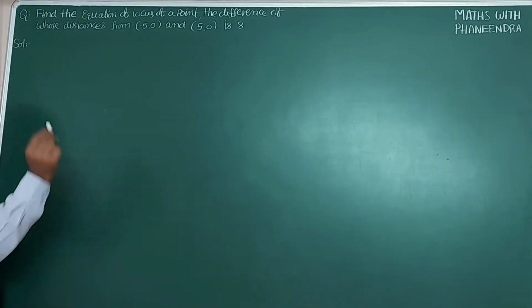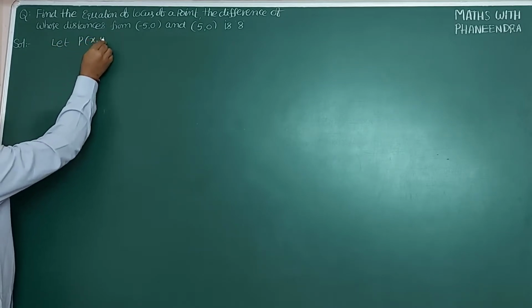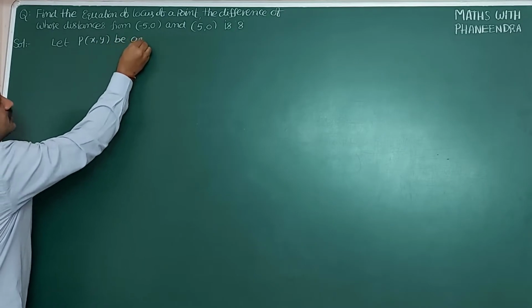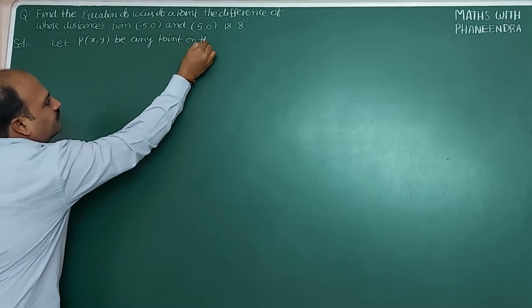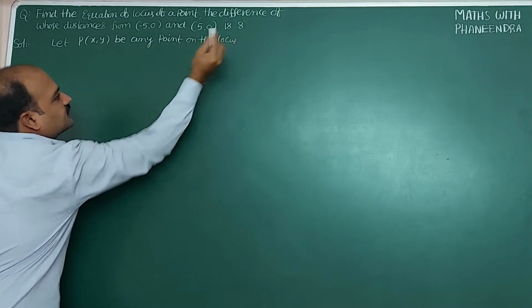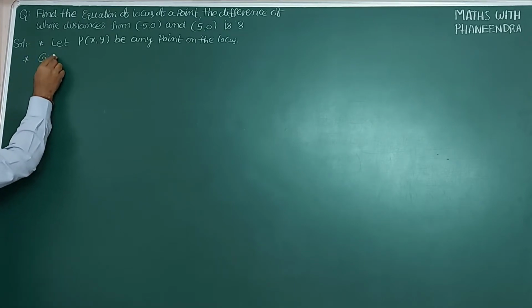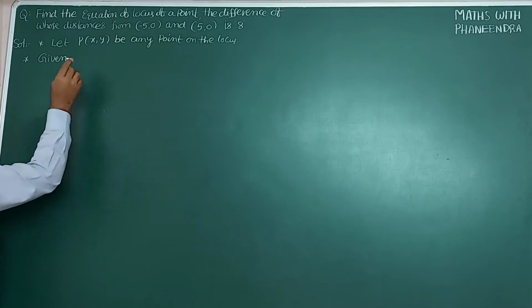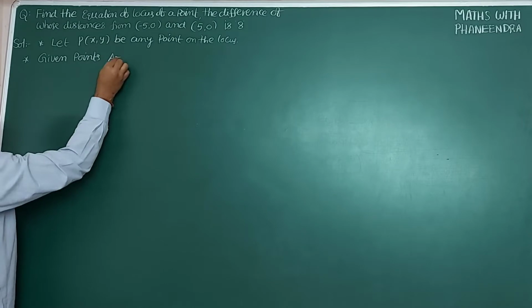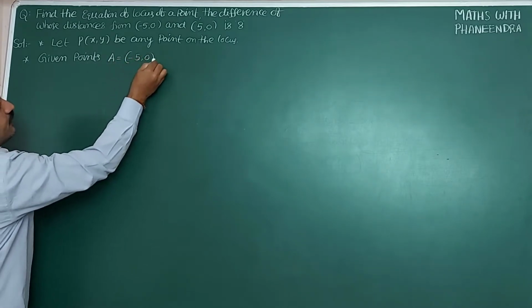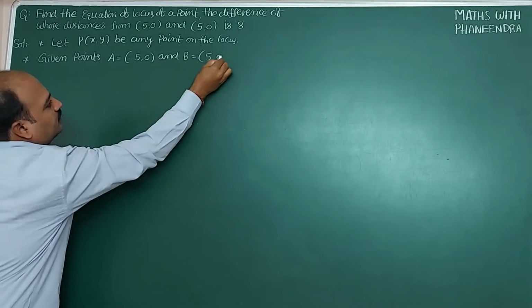In the locus problem, the first step is: let P of x comma y be any point on the locus. This is the first step, dear students. The next step is the given points. What are the given points? Here they did not mention the names. You can give the names. Given points: A equal to minus 5 comma 0 and B equal to 5 comma 0.